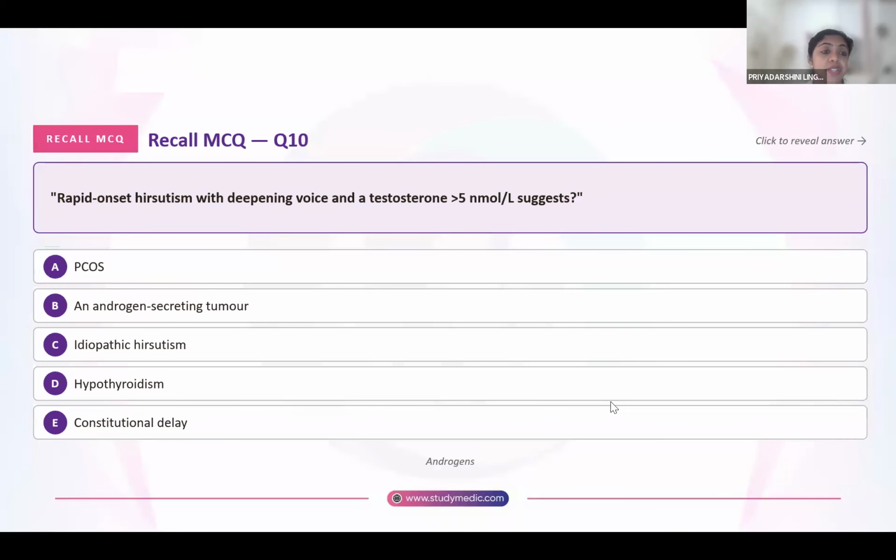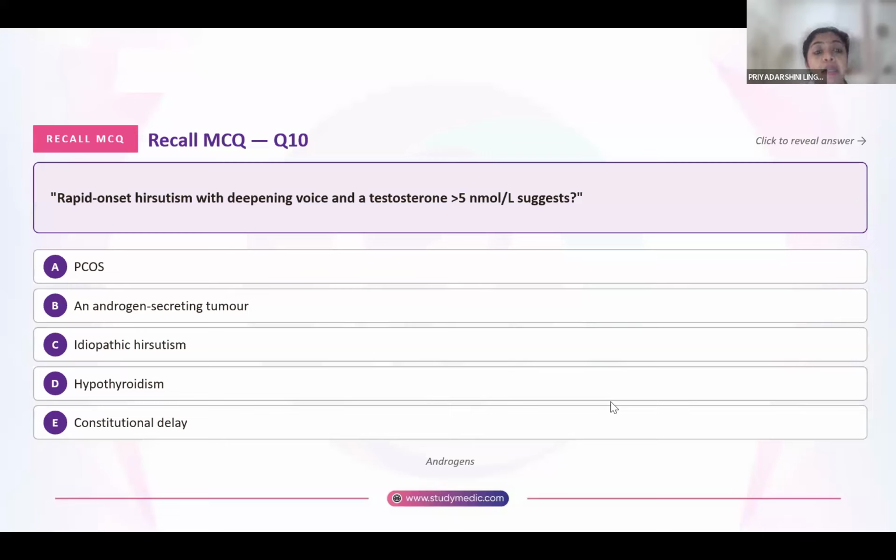Moving on to the last question. Rapid onset hirsutism with deepening voice and a testosterone more than 5 nanomole per liter. So there are three important things that are given here. One, it is rapid onset, so something that's coming in very quickly needs a very fast investigation. Deepening of voice is nothing but virilization. And a very high testosterone level. All these three are present.